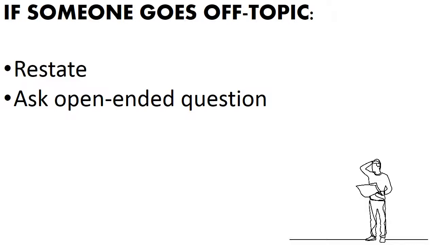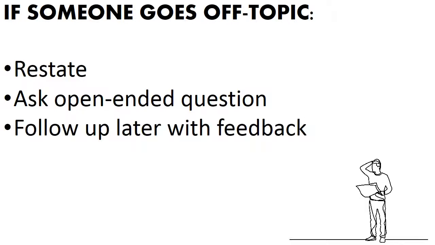Or you can pivot again to someone else. If someone's going off topic and you want to get the conversation away from them, you can restate the off-topic person's message and then pivot to another person in the group. And again, you can follow up later with feedback if this is a consistent problem. If someone's always going off topic, you can meet with them after the discussion and use your feedback tools.